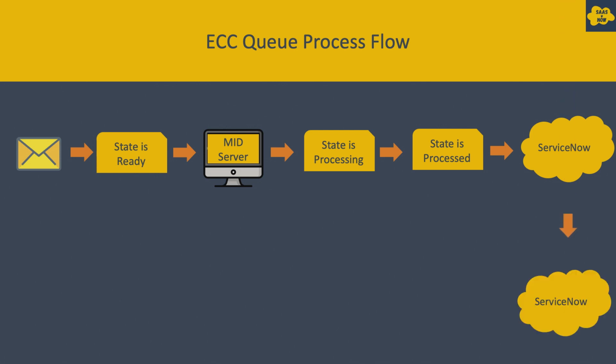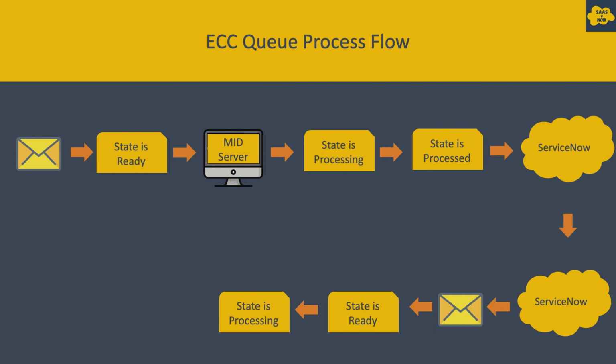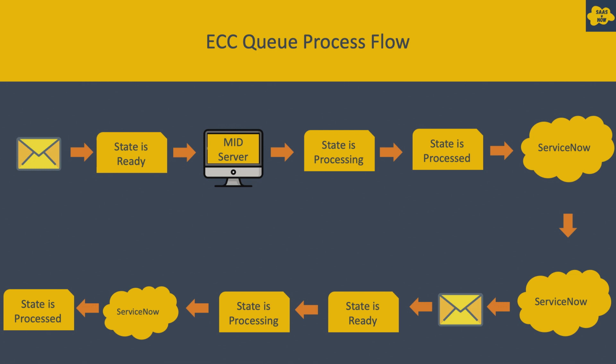Then in the ServiceNow instance, the MID server creates a new message in the ECC queue as an input message with the results collected by probes, and the state becomes ready. Then the sensor picks the message to process, which changes the state to processing. Once the message is processed in the ServiceNow instance, the state of that ECC queue record becomes processed. And this is how an input ECC queue message is processed in ServiceNow.